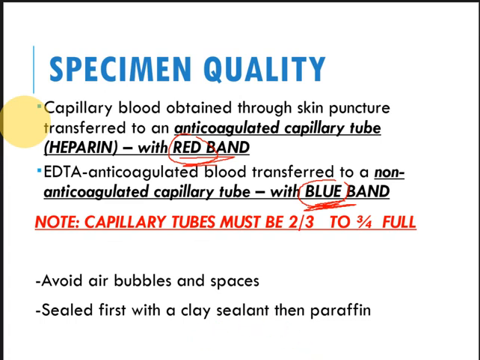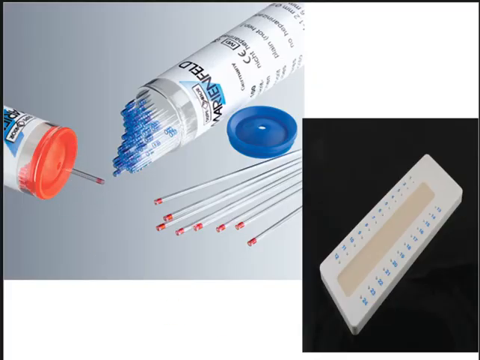Now, capillary tubes must be two-thirds to three-fourths full, and you have to avoid air bubbles and spaces between the blood. Sealed, you have to seal first with a clay sealant, as I said a little while ago, and then paraffin or your wax. So first, the clay sealant, lastly, your paraffin. Okay? So we have red and blue and then your sealants. So again, where you have the band, here you enter the blood. Okay?